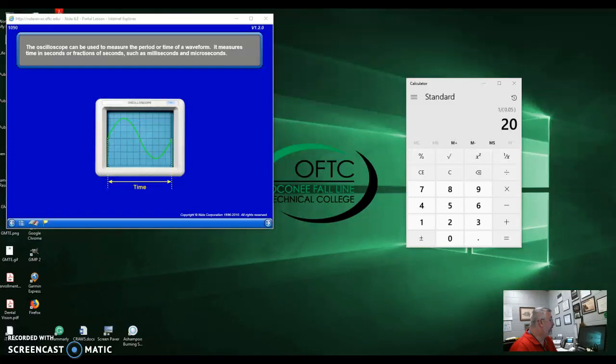Back to oscilloscopes here. So remember, we can measure the period or time of a waveform, and it does that in fractions of a second, such as milliseconds, meaning 1/1000th of a second, or microseconds, meaning 1/1,000,000th of a second. And so these things can occur pretty rapidly. Even 60 hertz is 60 times per second, so that's pretty doggone fast.